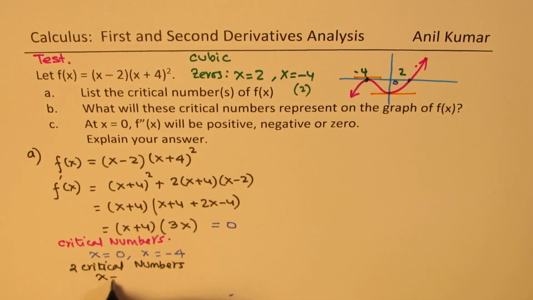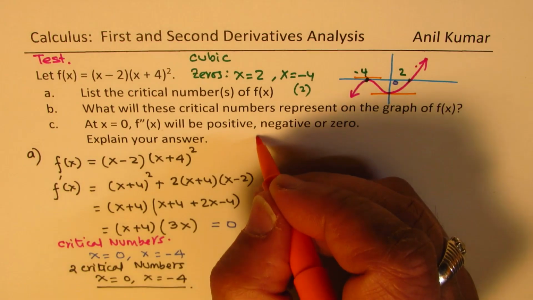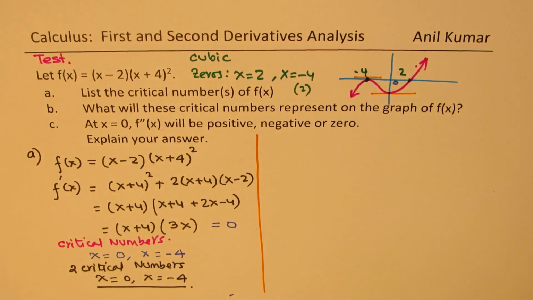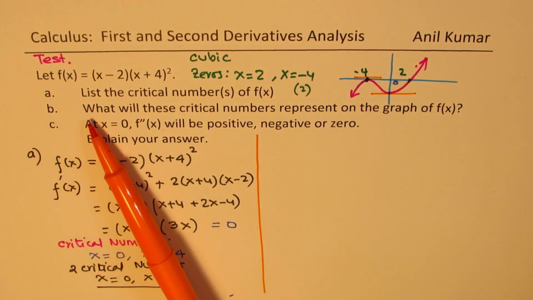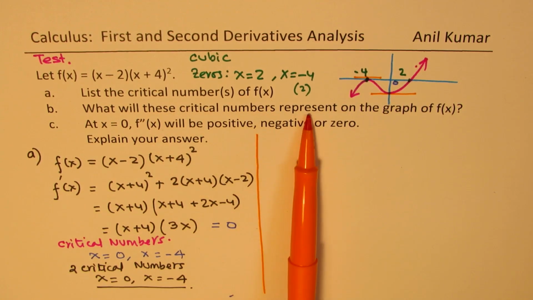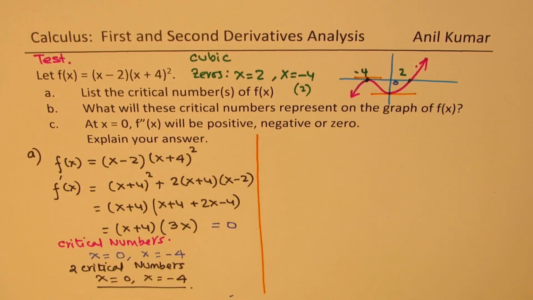Which are at x equals 0 and at x equals minus 4. Okay, so we get our critical numbers. Now, Part B is, what will these critical numbers represent on the graph of the function?